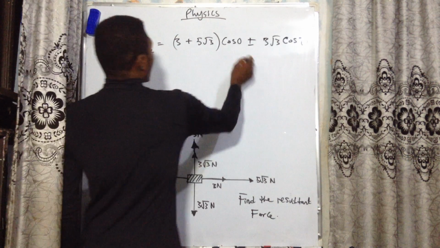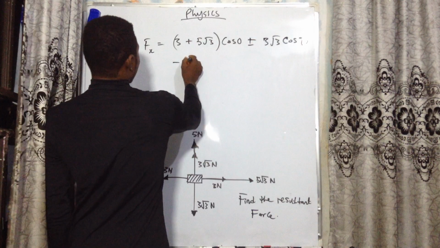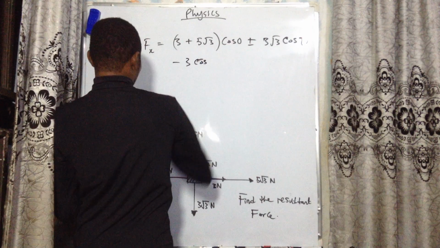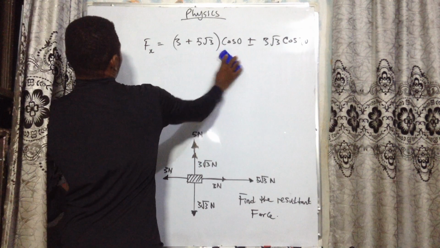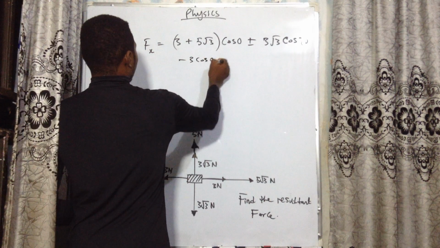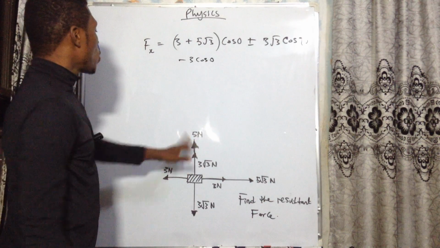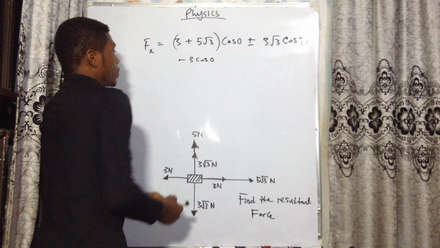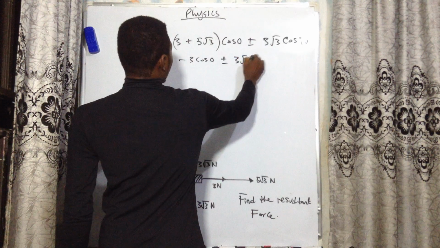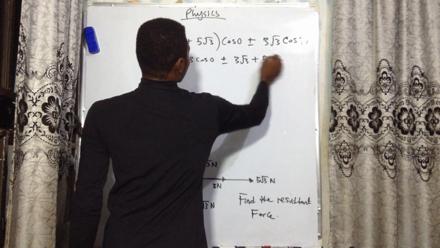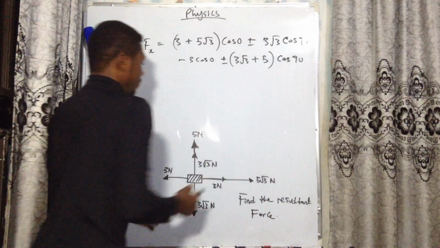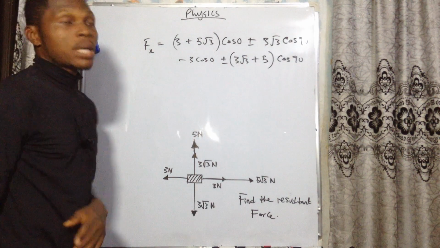So this one is minus 3 cos 0. Yeah. Minus 3 cos 0. This one. Then this one is, remember, both of them are going up. That is plus or minus (3 root 3 plus 5) cos 90 degrees. Okay. So this is the horizontal component.